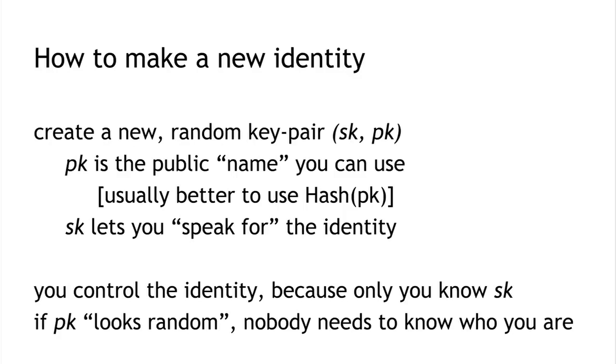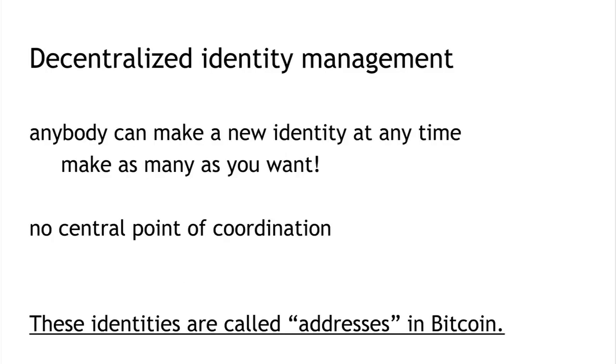So PK, or the hash of it, is the public name that you use to talk about the identity. And SK, the secret key, is the information that lets you, the person who generated this identity, speak for the identity. You control the identity because only you know the secret key. And if you generated this in such a way that the public key PK looks random, then nobody needs to know who you are. You can generate a fresh identity that looks random, that looks like a face in the crowd, that only you can control.